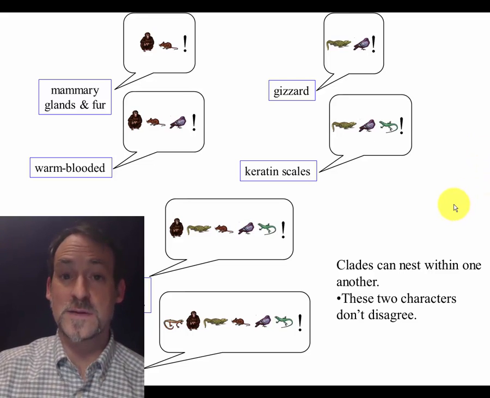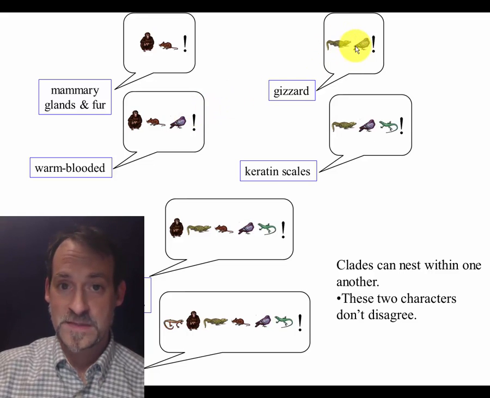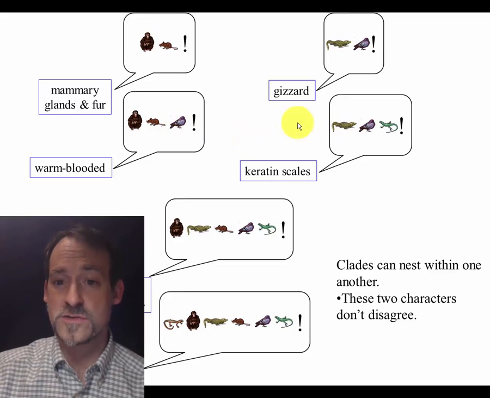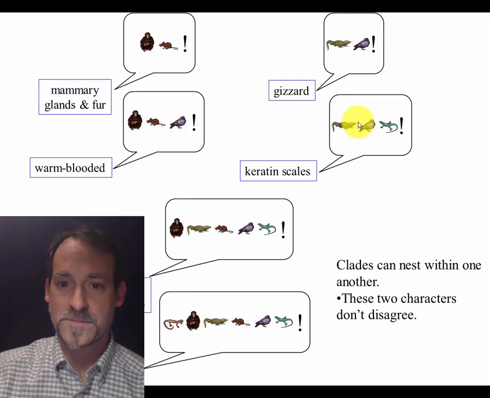Okay, except there's one problem. Again, if the pigeon is most closely related to the crocodile, it cannot be most closely related to the mouse and the chimpanzee. So these two character states disagree. In the same way, if the pigeon is more closely related to the crocodile and the lizard than it is to the mouse and the chimpanzee, these two characters disagree.